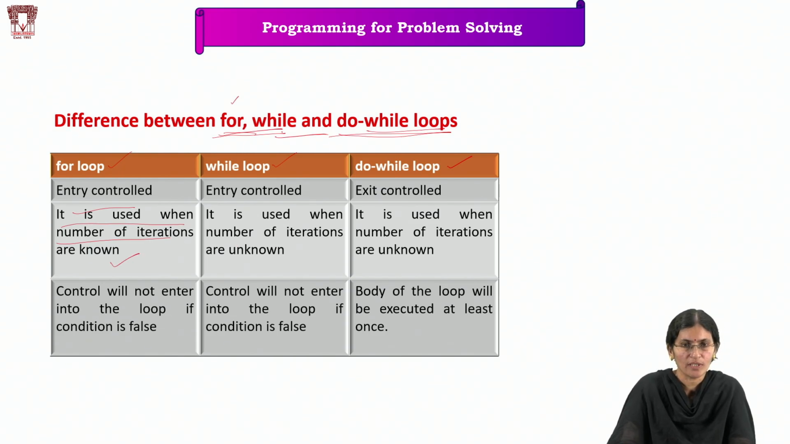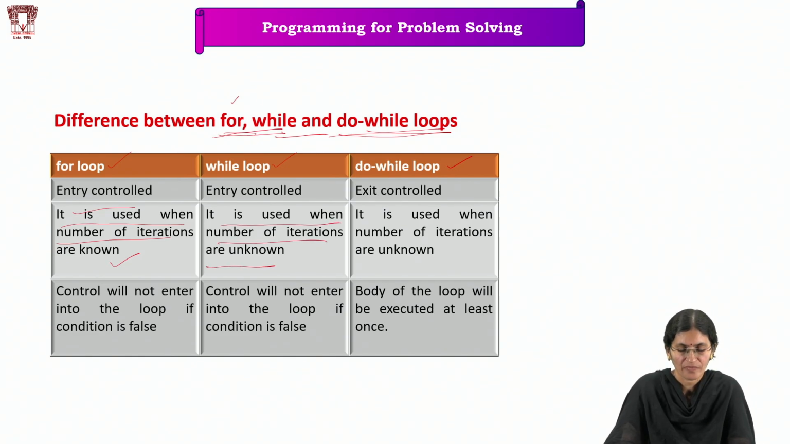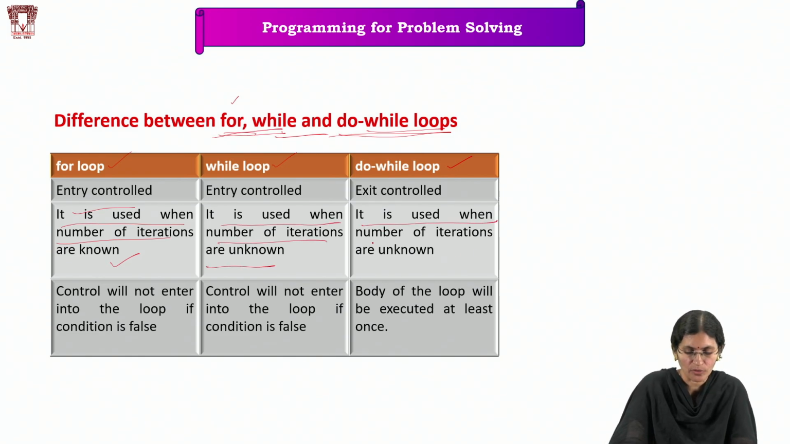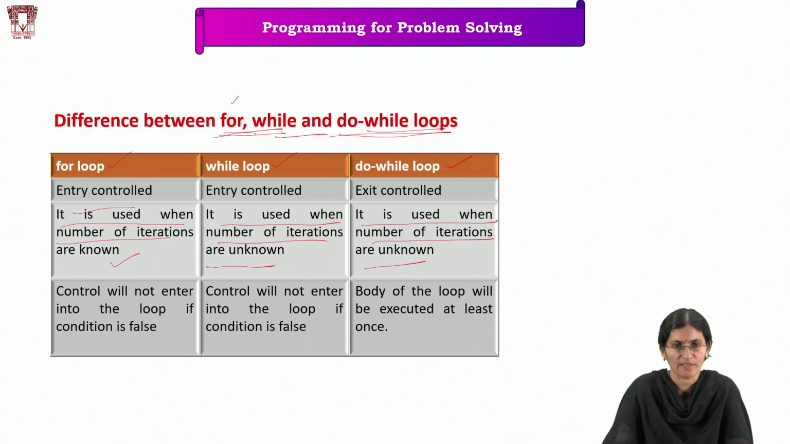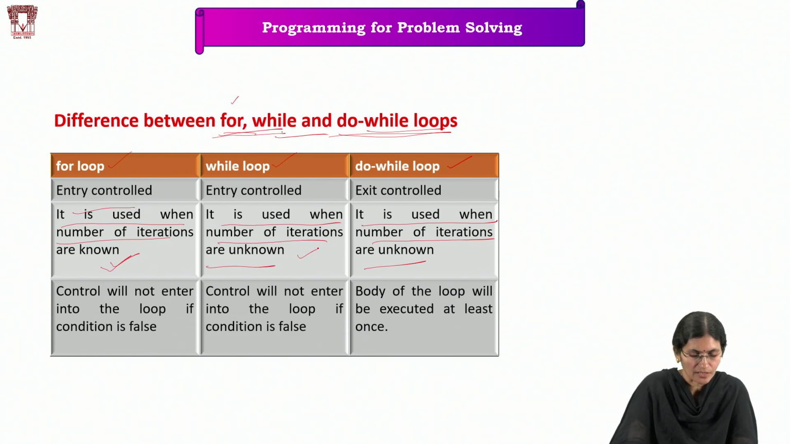But if we don't know the exact number of iterations, then while loop is used. It is used when the number of iterations is unknown, when we don't know the number of iterations beforehand. Therefore, when we actually know how many times a loop is to be repeated, in that case we can use for loop. Whereas if we don't know how many times the loop is going to run, in that case we can use while loop and do while loop.